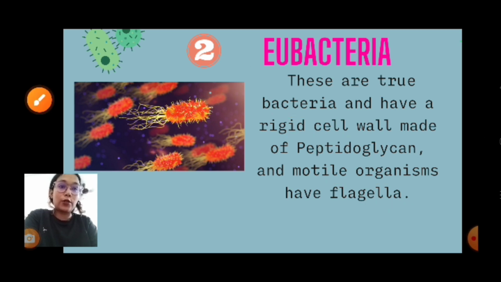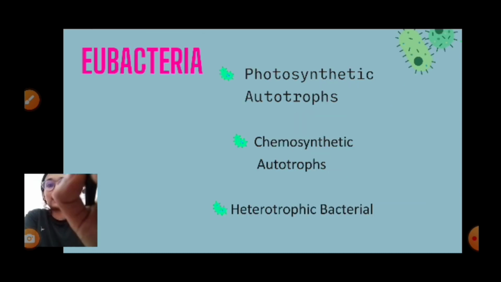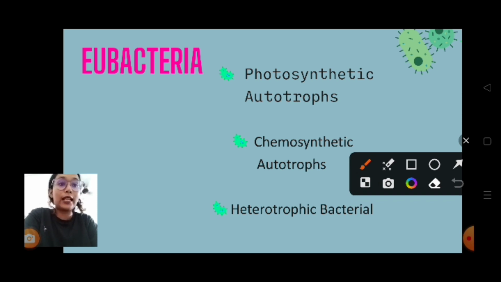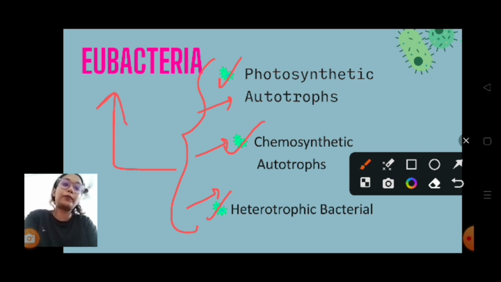All right. So now we will see the types of Eubacteria in the next slide. We will see three types of Eubacteria in this slide. That is photosynthetic autotrophs, next is chemosynthetic autotrophs, and next is heterotrophic bacteria. One by one we'll go into details in the subsequent slides. These are the three types of Eubacteria.